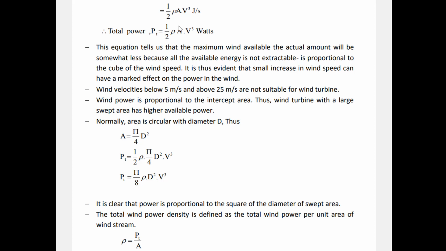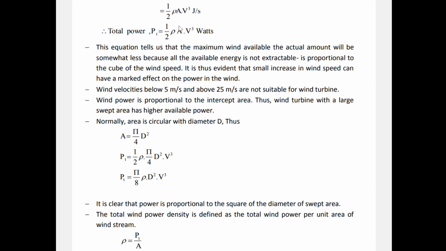Now the wind velocity below 5 meter per second and above 25 meter per second is not suitable for a wind turbine. Wind power is proportional to the intercepted area. Thus, a wind turbine with a large swept area has higher available power. Normally the area is circular with diameter d, so that A is equal to pi by 4 d square.